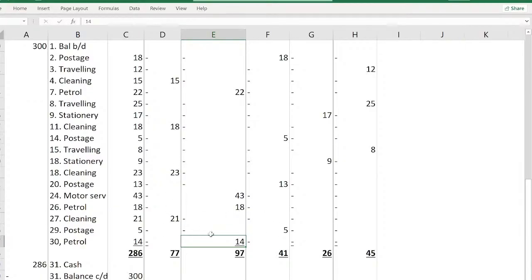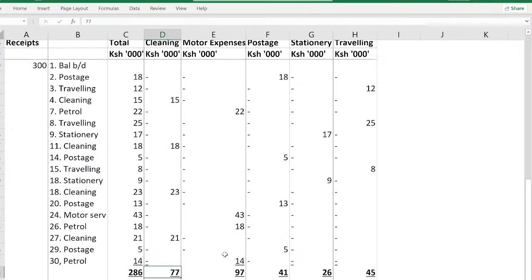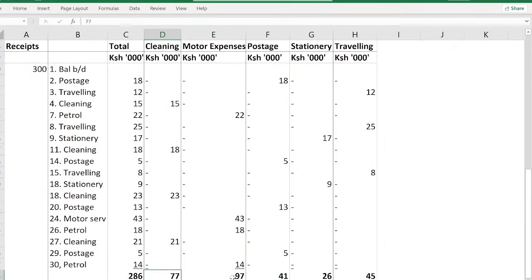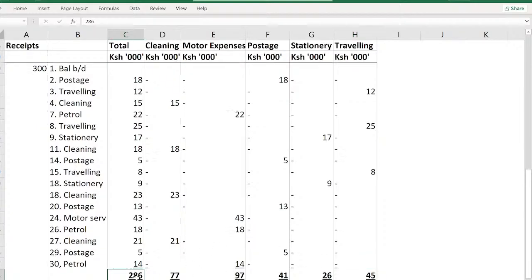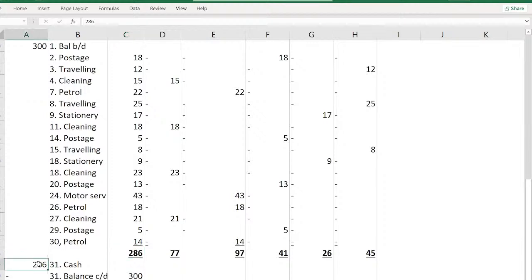So we total them. We are going to have 77 on cleaning, 97 on expense, postage 41, stationery 26, and traveling 45. So the total of this will end up to 286. So the cash that we utilized during that period was 286, and we need to get a balance carried downward for 300.